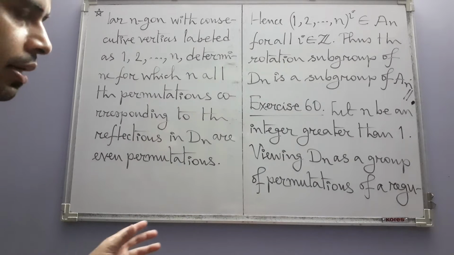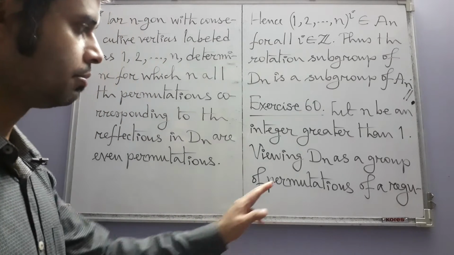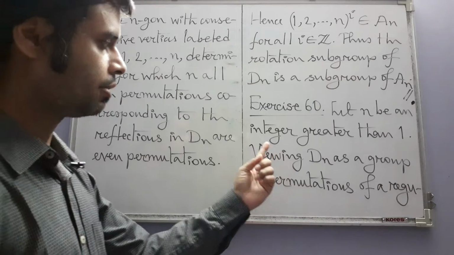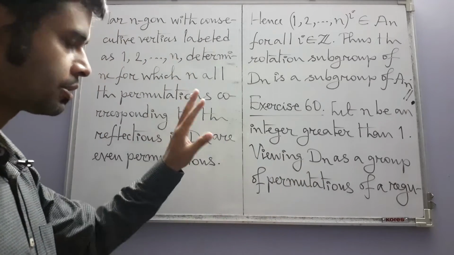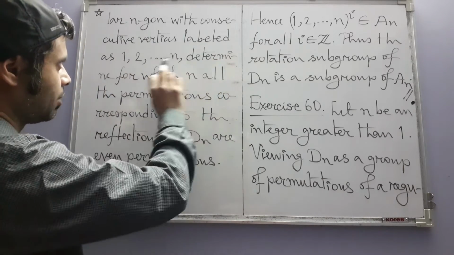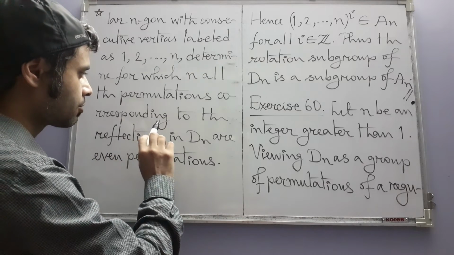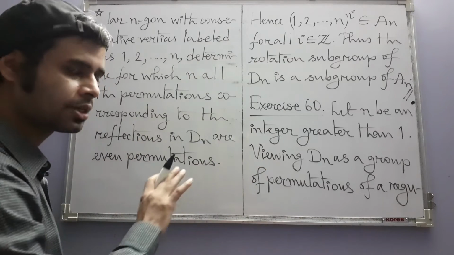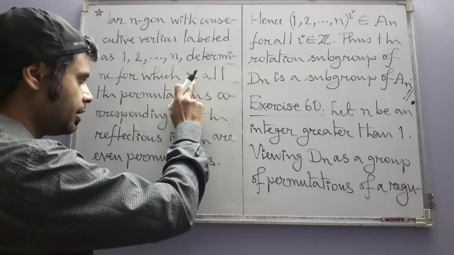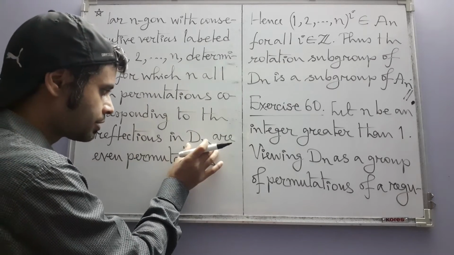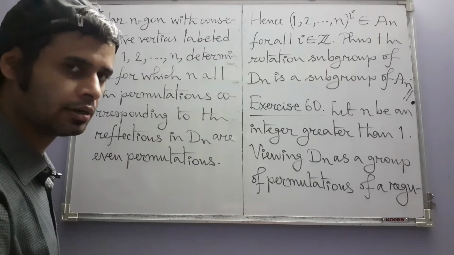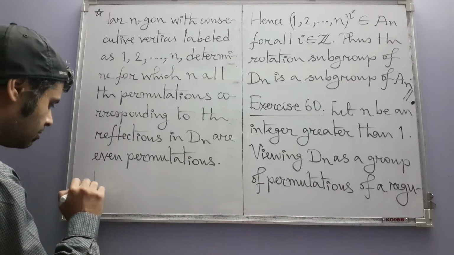So this time again we are having almost the same setup. Again we are having n, but n is not necessarily odd. N is still greater than 1, and viewing Dn as a group of permutations just like before of a regular n-sided polygon whose consecutive vertices have been labeled like this. This time we are concentrating on the reflections in Dn. Rotations we have already seen. Now the reflections in Dn, we have to find those n for which all the reflections will correspond to even permutations. That means will correspond to elements in An, and a hint is given.